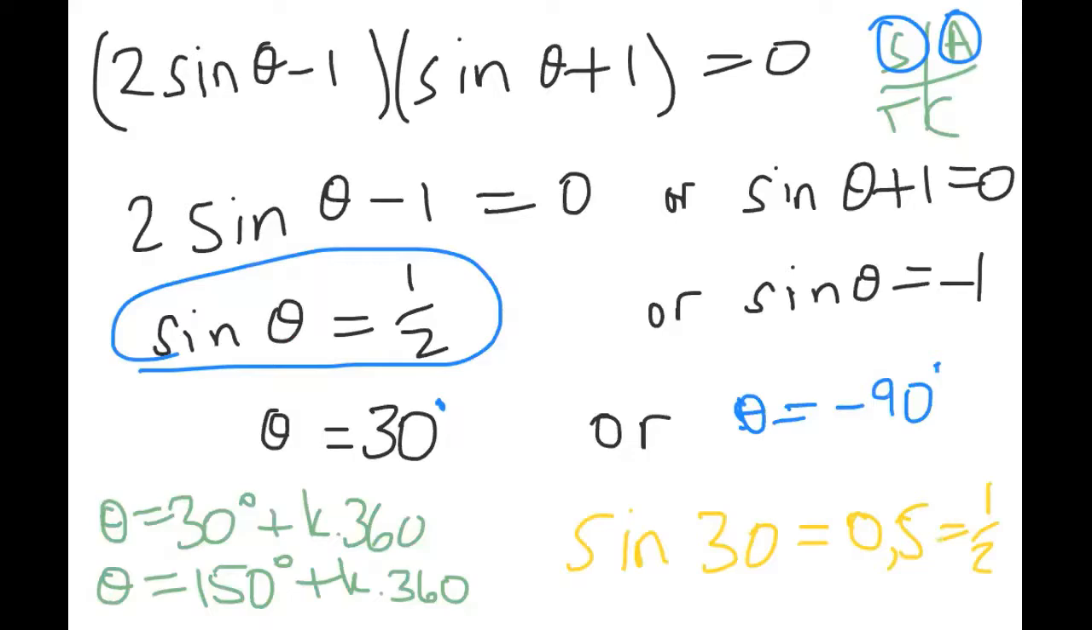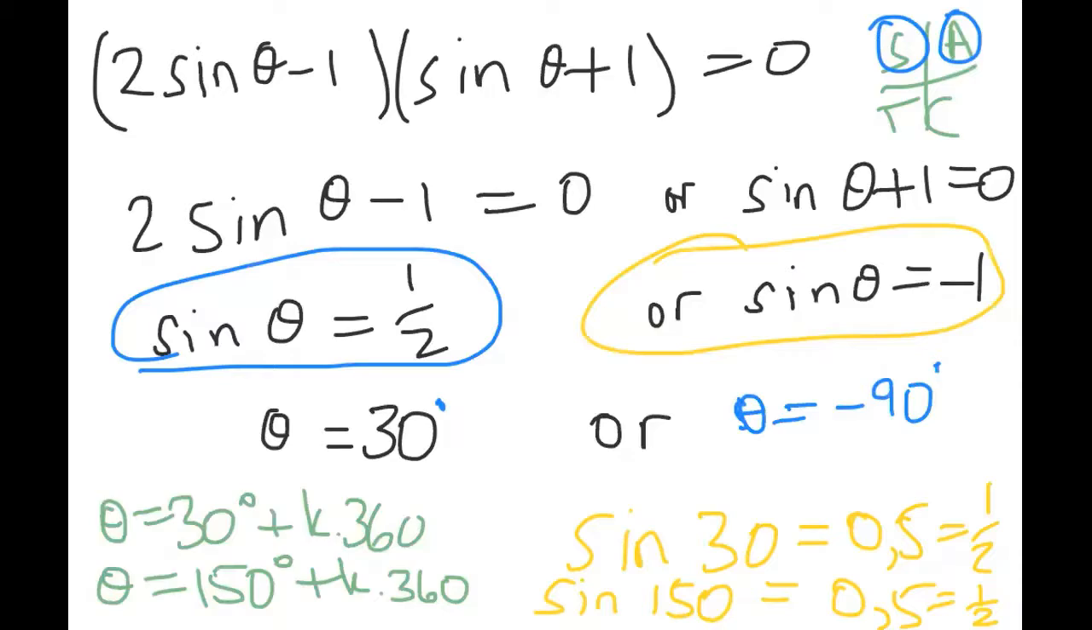But I also have sine of 150. So is sine of 150 a half? This is what we want to work out. If I do it on a calculator, yes, I also get 0.5, which equals a half. That means I'm comfortable in saying that these two are correct. But we're not finished yet. We still sit with this part over here. So we just did the left part. We still sit with the right part.